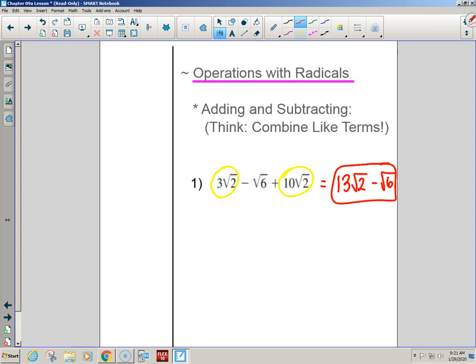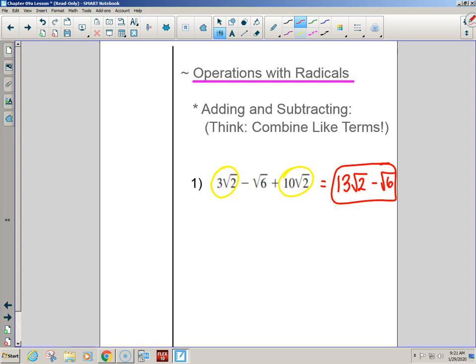Now, look at the rest of the page. Do any of the other ones look that easy? No. Okay, so it gets harder. But this is the main concept. What's the main concept like? You can combine when the radicals have the same number underneath, right?